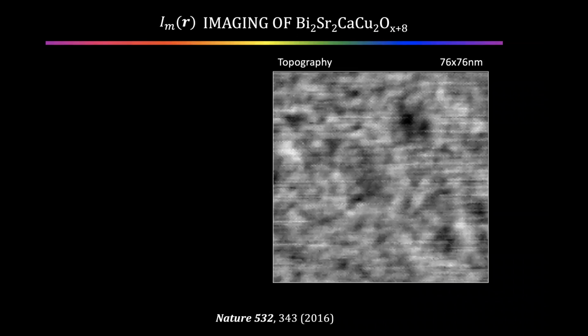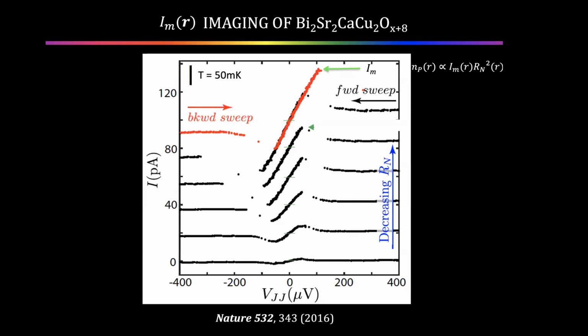So in this field of view, if we measure the maximum in the pair current, yes, sir. The previous slide, yeah. These curves are offset.